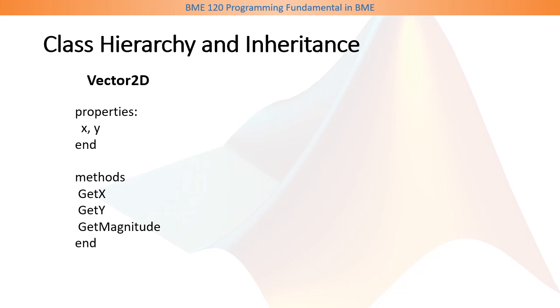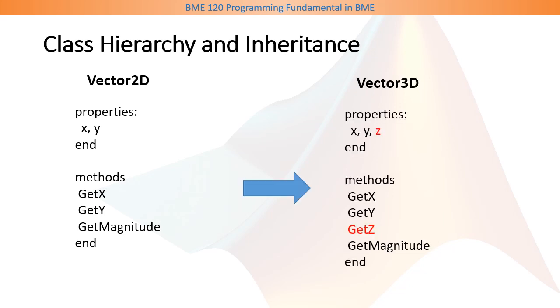We can generate a new class, which is Vector3D. Vector3D and Vector2D have some differences. It has a new third coordinate. And also, it has a new method called getZ to retrieve the third coordinate. In addition, the method getMagnitude is different from the method in Vector2D. Therefore, it will override the method in the superclass Vector2D and provide this new code so that it can calculate the magnitude of the three-dimensional vector.